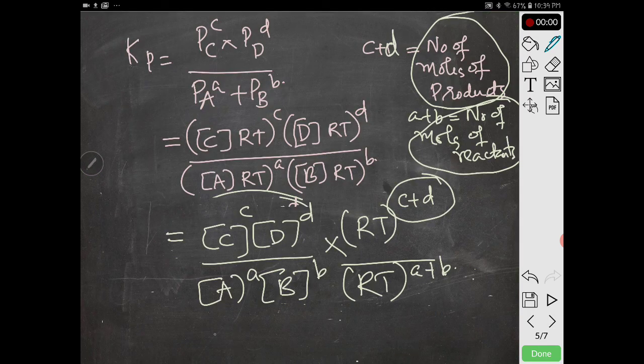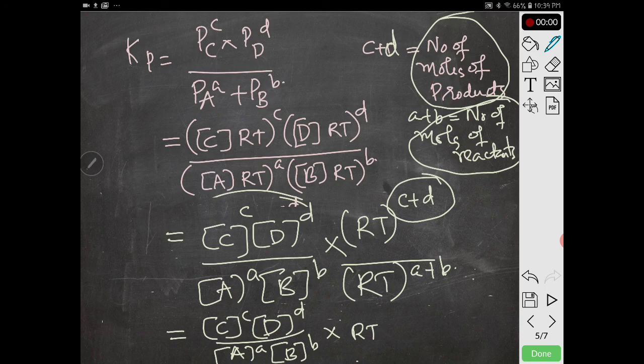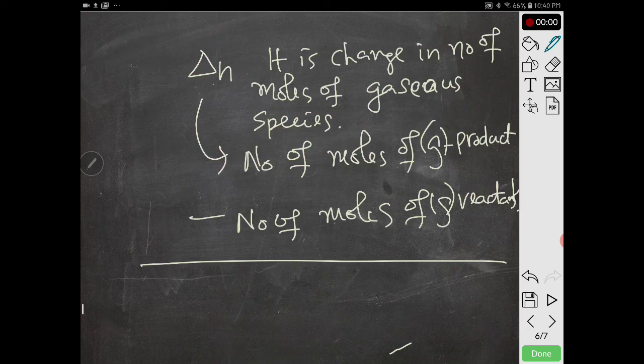So I can again write it as molar concentration of C raised to c into molar concentration of D raised to d divided by molar concentration of A raised to a into molar concentration of B raised to b, into RT raised to delta n. What is this delta n? Delta n is the change in number of moles of the gaseous species. That means number of moles of the gaseous products minus number of moles of the gaseous reactants.